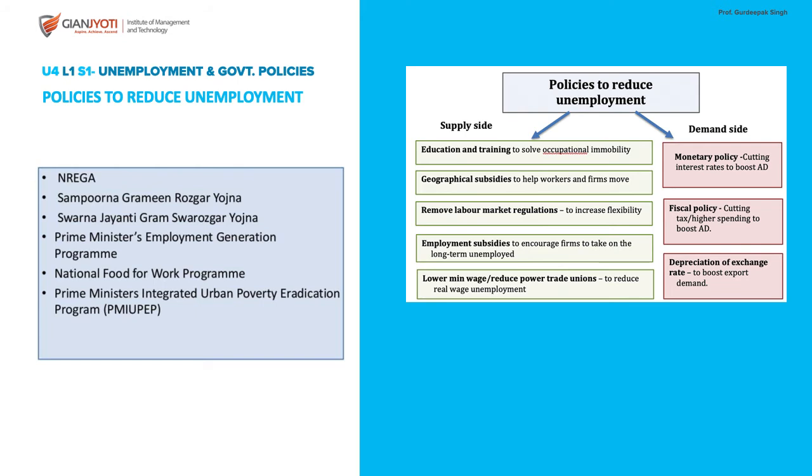On the demand side, we talk about monetary policy, and we discussed that by cutting the interest rate, we can increase the aggregate demand. Similarly, under fiscal policy, we can cut taxes so that again there is higher spending, and as a result we create aggregate demand. Also to depreciate the exchange rate so that we can export more.